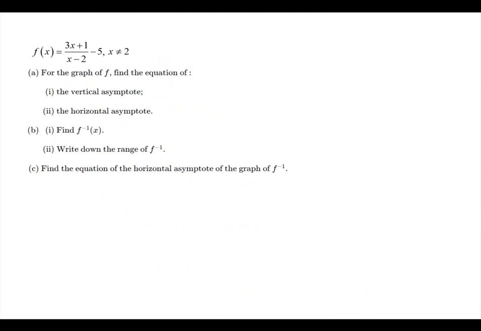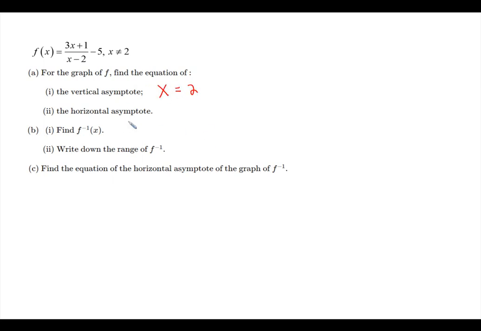All right, so let's take a look at this rational function problem. So for part A1, it says find the vertical asymptote. So to find the vertical asymptote is where the denominator equals 0. So we know that the denominator here is going to be 0 when x is equal to 2, okay?